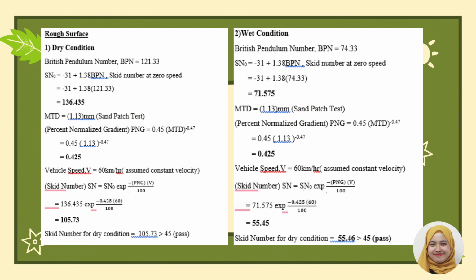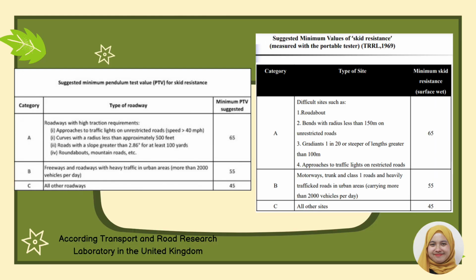number. For the rough surface in dry condition, we get the skid number, which is 105.73, and in wet condition is 55.45. According to the Transport and Road Research Laboratory 1969 that is used by the JKR, the minimum skid resistance is 45. Since the skid number is greater than 45, it successfully fulfills the standard.